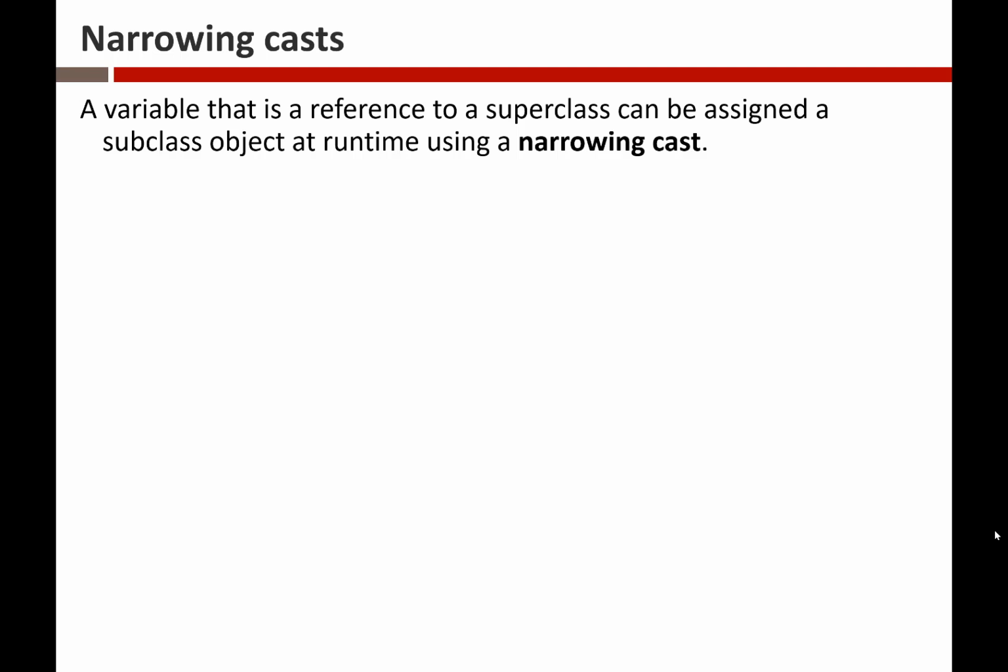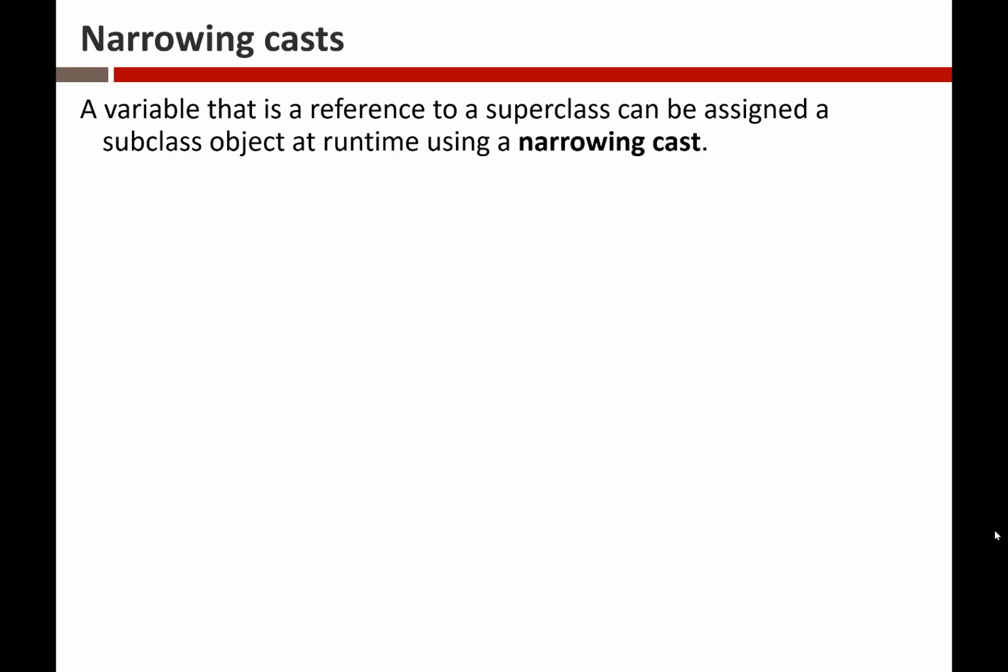doc2 equals PO doc3. Because this is a variable that is a reference to a superclass, it can be assigned a subclass object at runtime using, this is a narrowing cast.